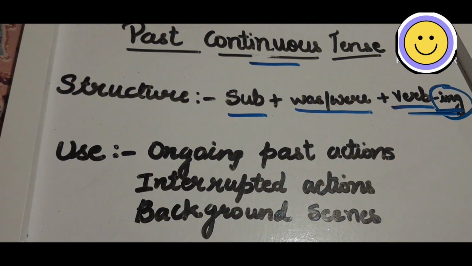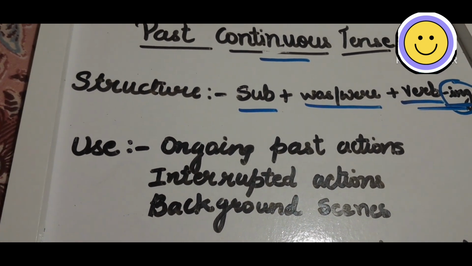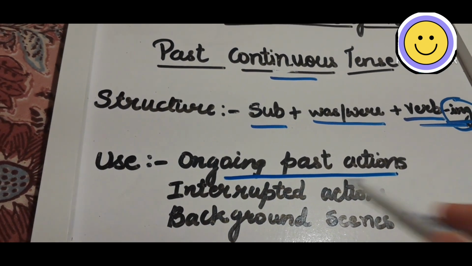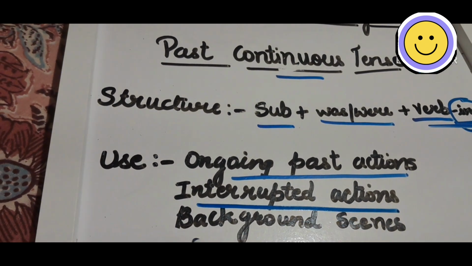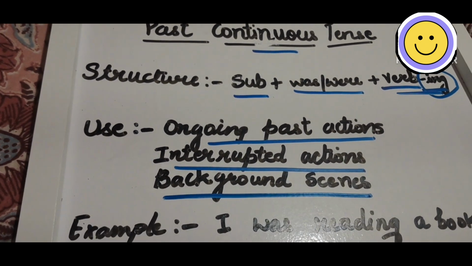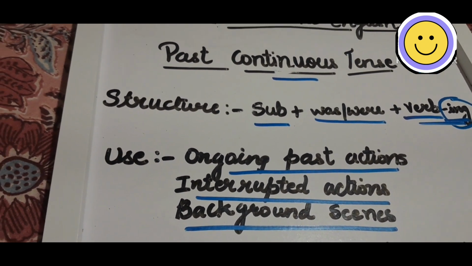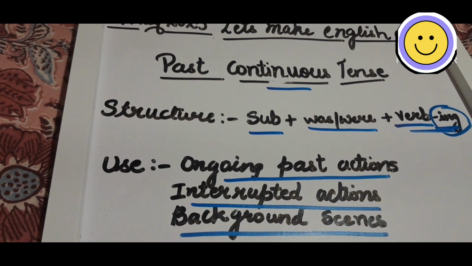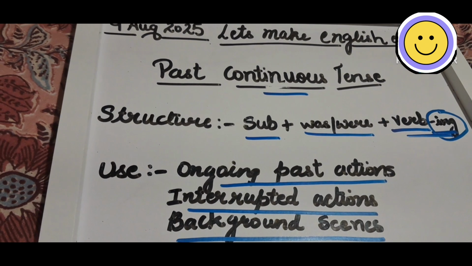Let's talk about the uses of this tense. We use this tense when we are going to talk about ongoing past actions or interrupted actions, or to show any background scenes, like something is happening and we have to talk about something that is happening in the background, not in the front. For example, she was cooking when I arrived.